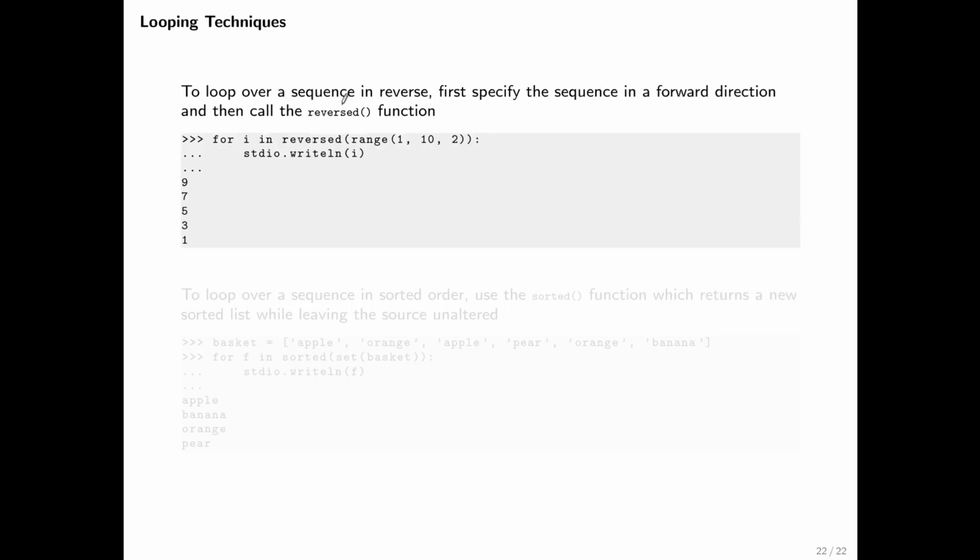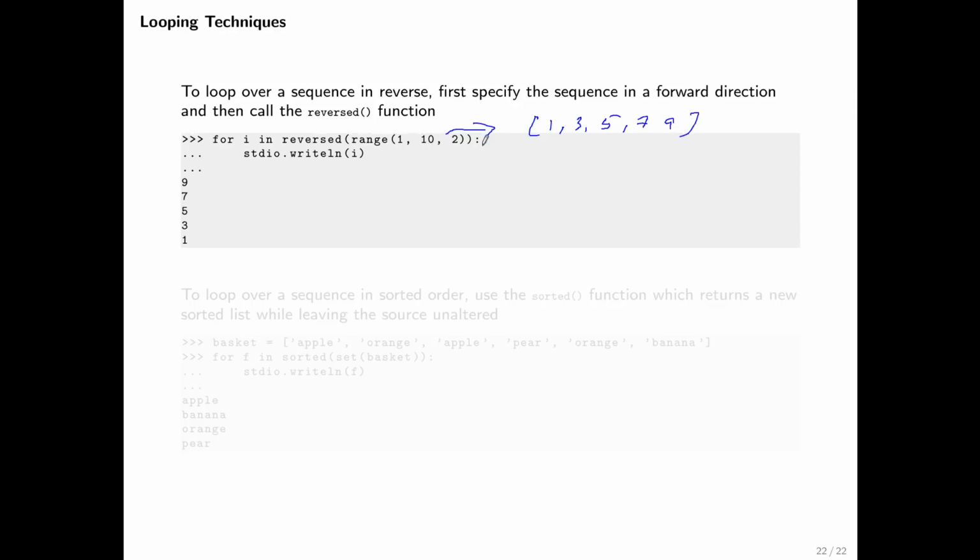If you want to loop over a sequence in the reverse order, then you can first specify the sequence in the forward direction and simply call the reversed function. So here is an example of that. So you say range 1, 10, 2, which simply gives you the list 1, 2, and so on, all the way up to 9. Oh, sorry, actually that's not correct. So this gives you the list 1, 3, 5, 7, and 9. So that's the list you get from range.